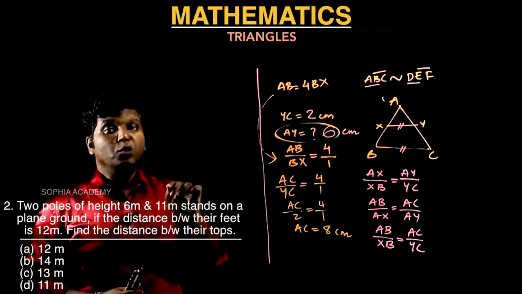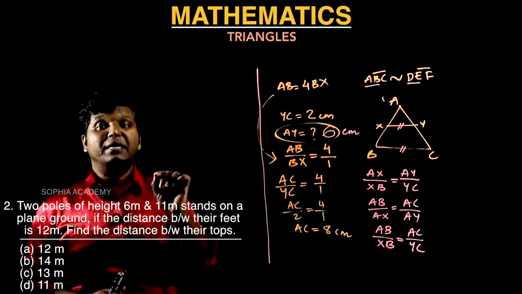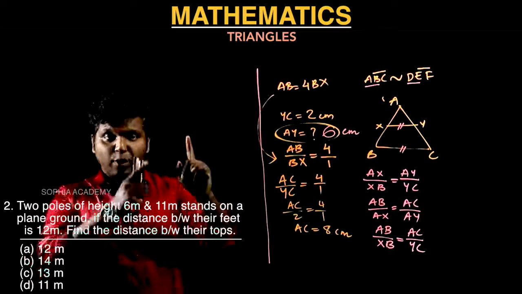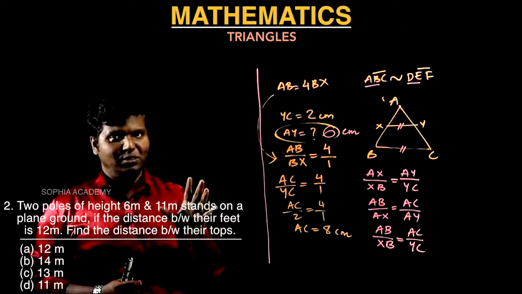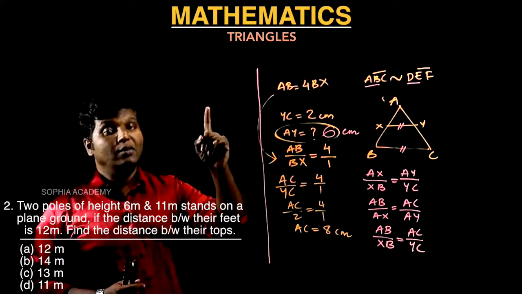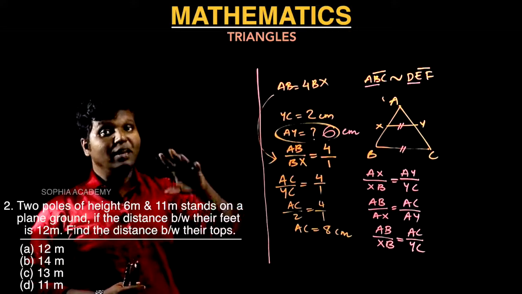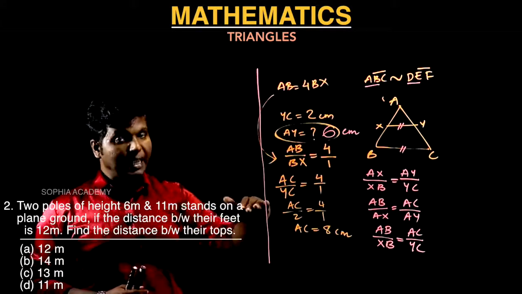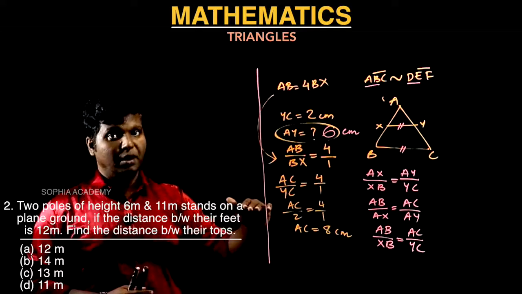Next question. Two poles of height 6 meters and 11 meters stand vertically on a ground. So just imagine there are two poles. One is 6 meters, another one is a little longer one, 11 meters. They are standing on the same ground, okay?